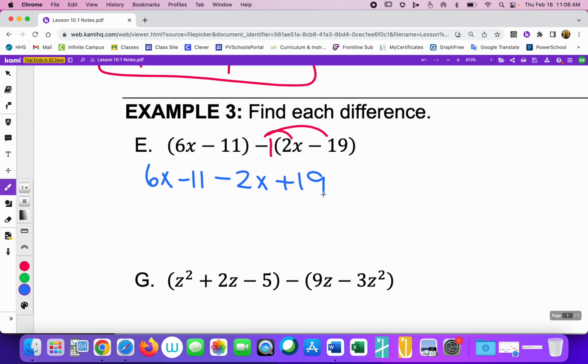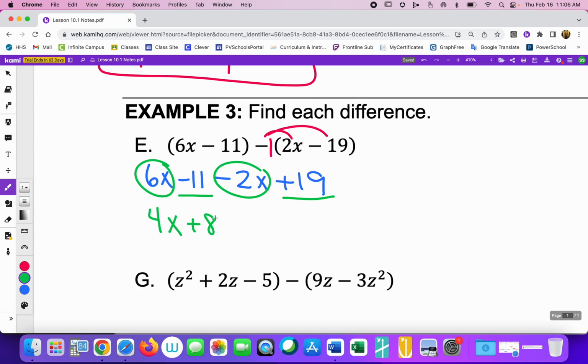Okay, so now this is where we were when we were adding. So what do we combine first? 6x and -2x, which is 4x. Do not change the signs when you're combining like terms. Just leave them as is. And then -11 plus 19. Is it 8? Yes. Okay.